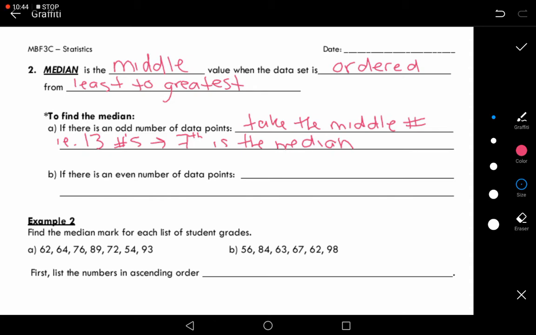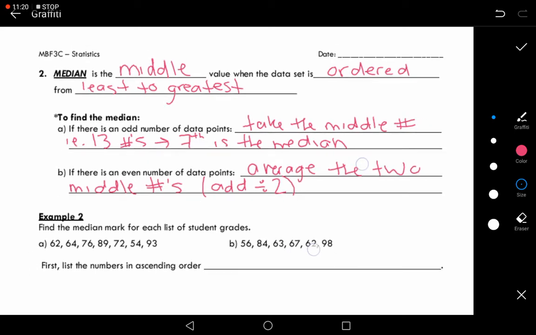Okay, on the other hand, if there is an even number of data, which there was in our first example there, what we need to do is average the two middle numbers, which is exactly what we did when we had 6 for our first example. So that means we're going to add and divide by 2. Okay, just like we did. So let's do another example of this.